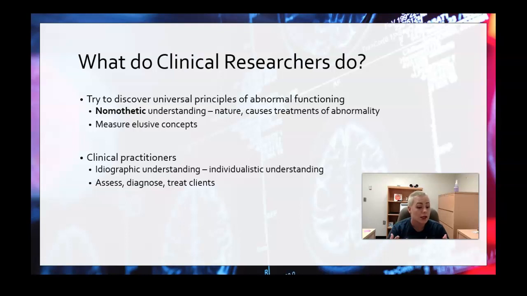So when we look at the Diagnostic and Statistical Manual of Psychological Disorders, let me get it. When we look at the manual, this book has all the psychological disorders, as of right now, and the criteria for having those disorders and risk factors and all those things. And that is thanks to abnormal psychological researchers. They're trying to find those general trends and universal principles for different psychological disorders. So that is what we call a nomothetic understanding. So we're just looking at the nature of the disorder, the causes, and the treatments for it.